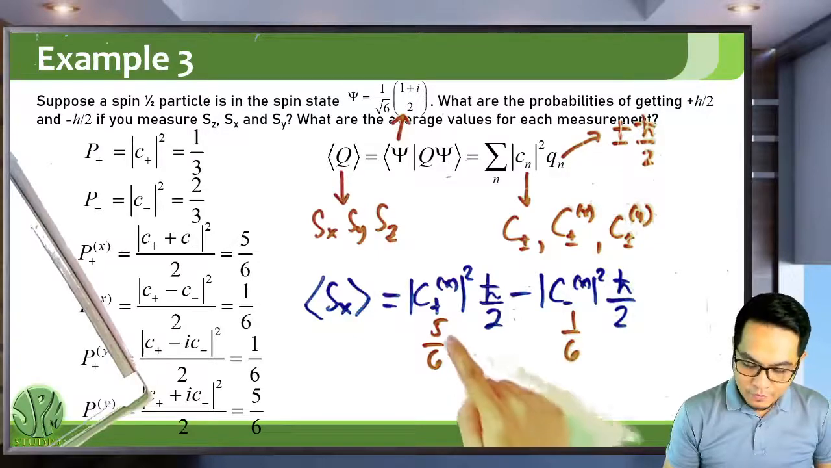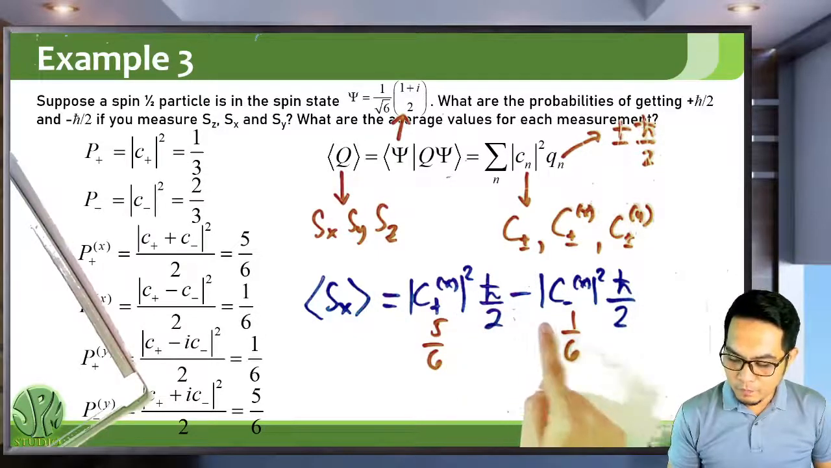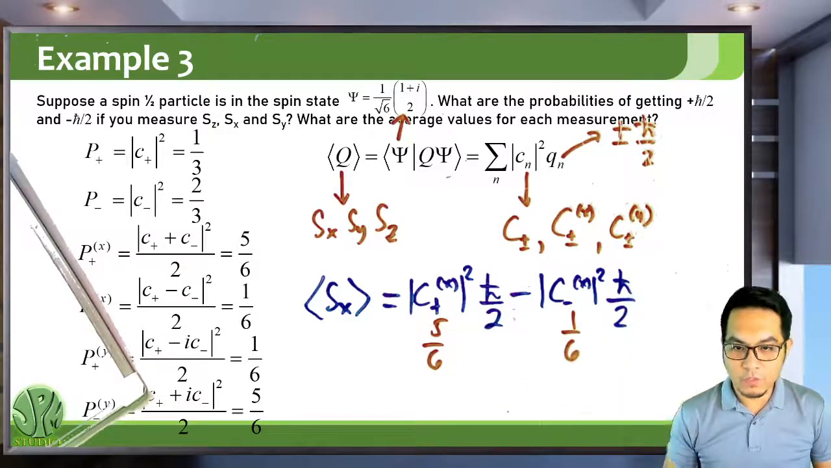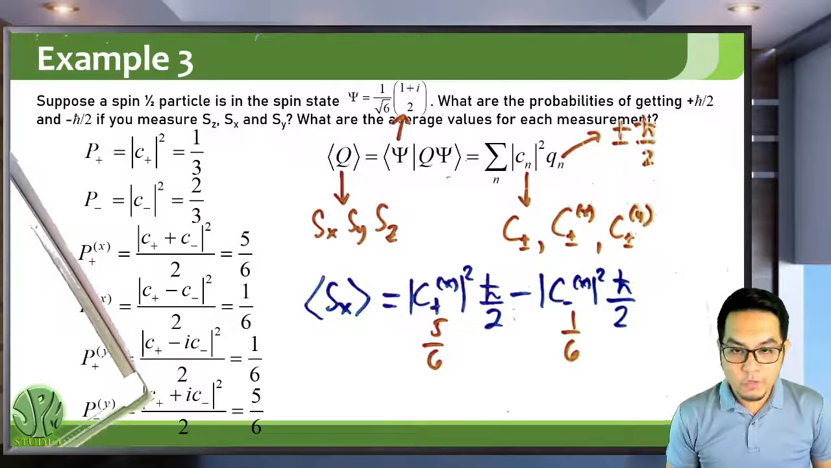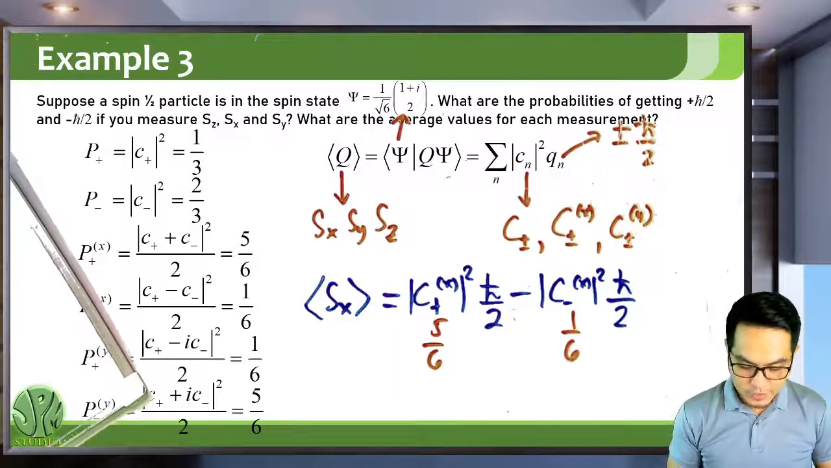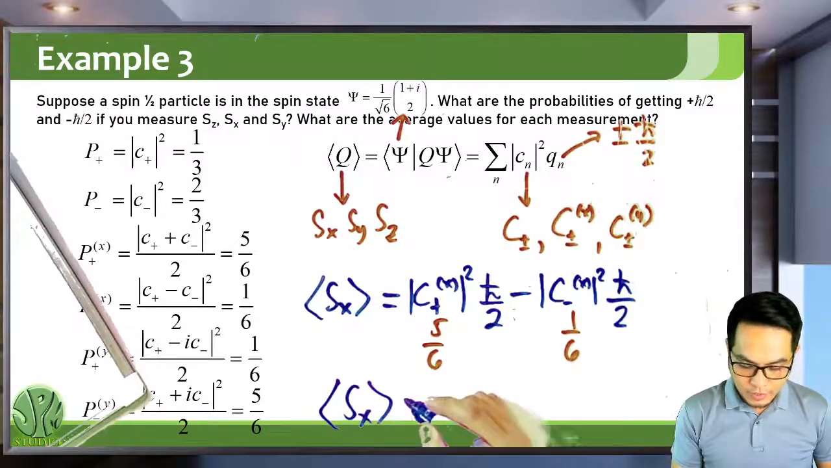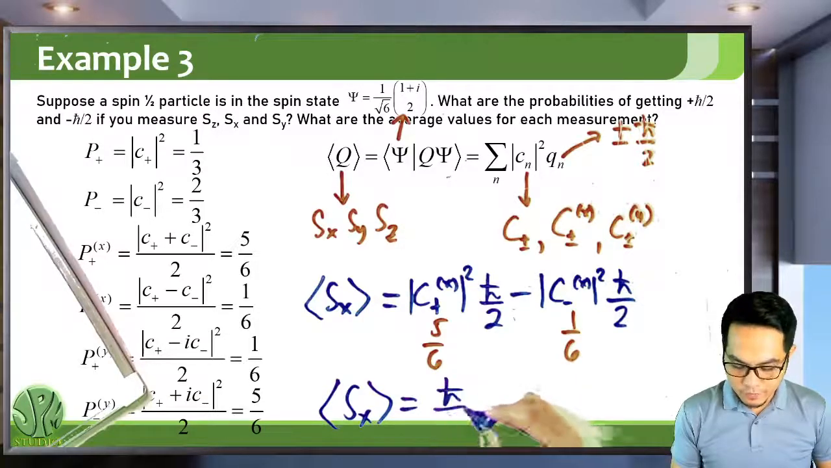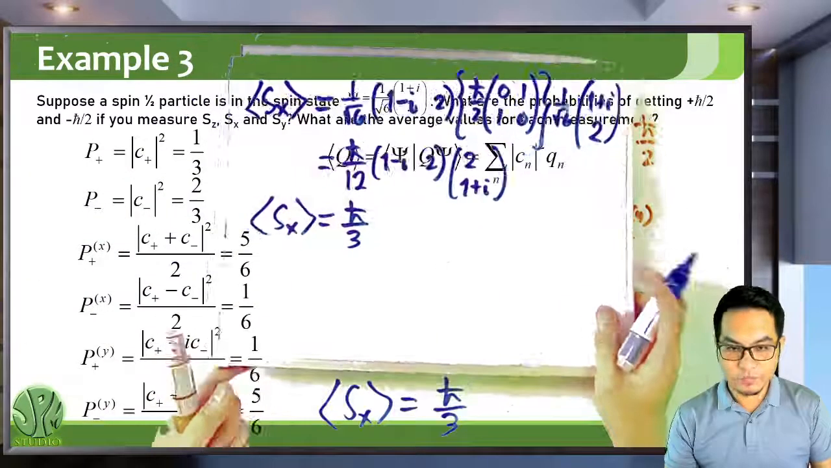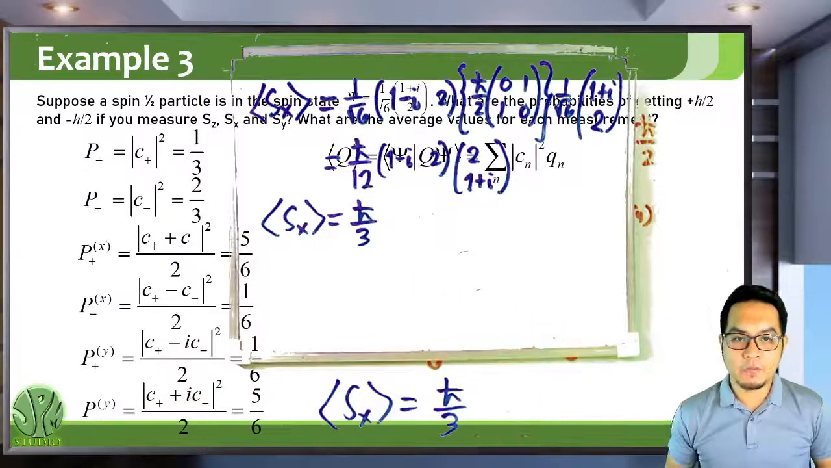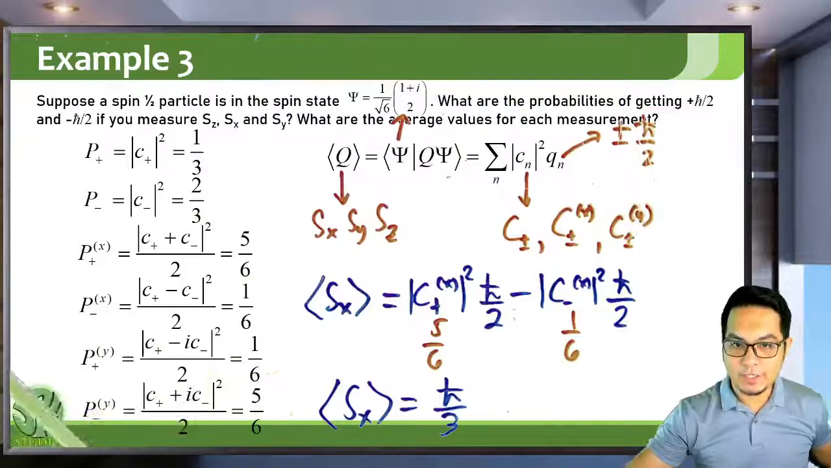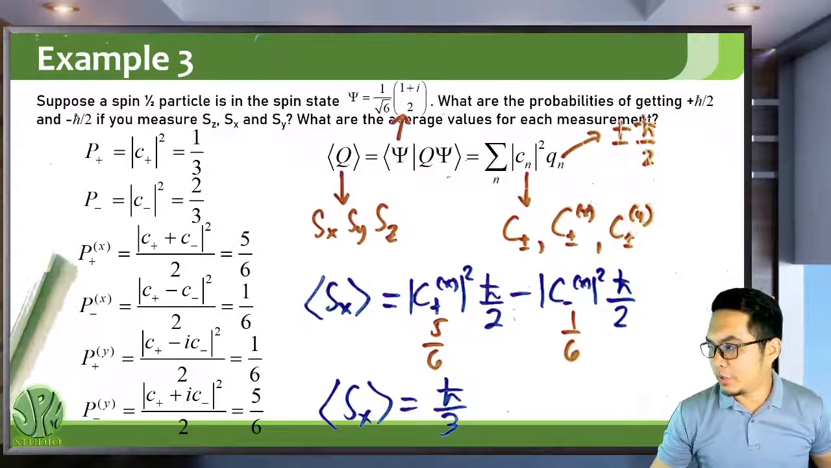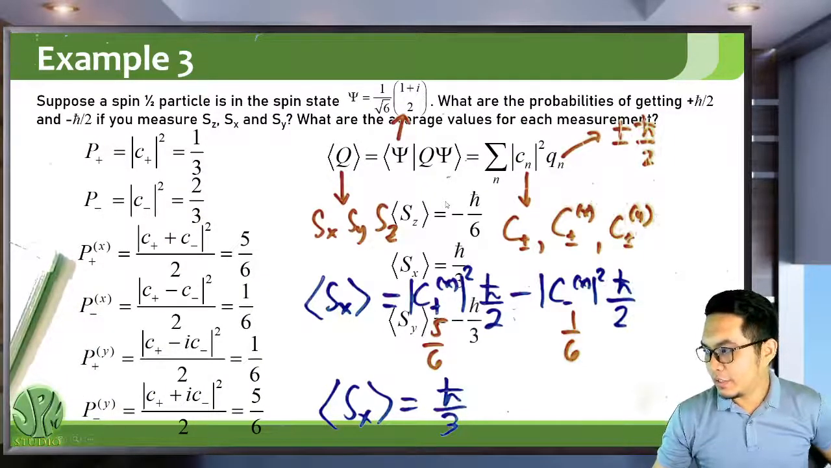You will have 5h bar over 12 minus h bar over 12. So you will get 4h bar over 12, or h bar over 3. So you will still get the same result using the other formula, h bar over 3. The same result. You do the same for Sy and Sz, and you will get these results.